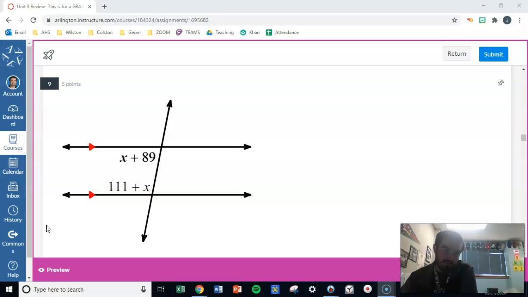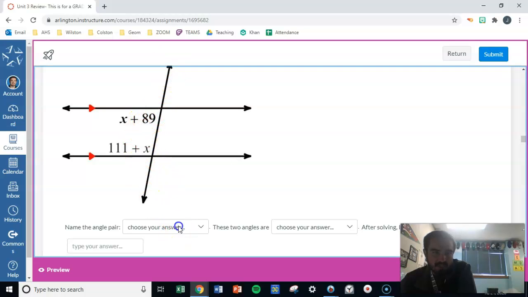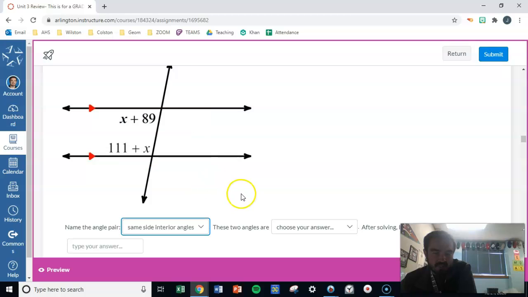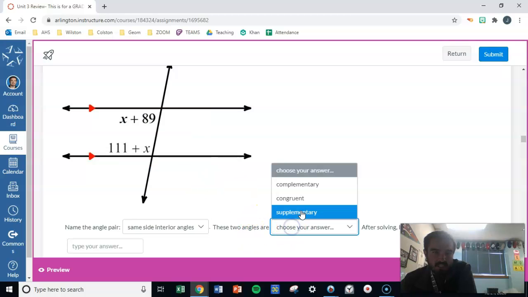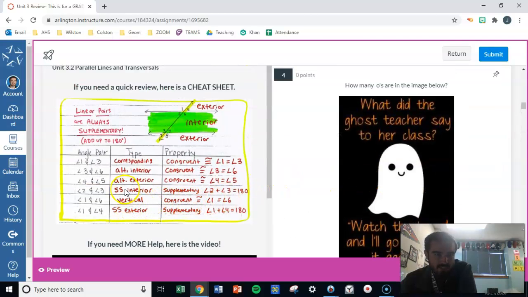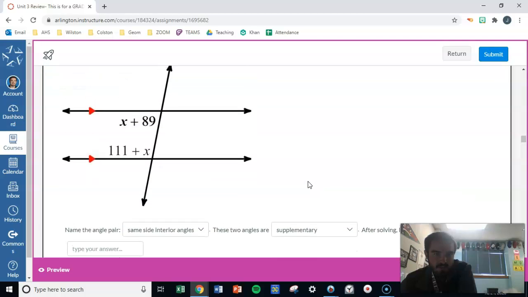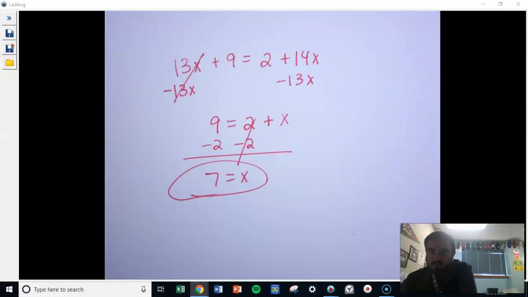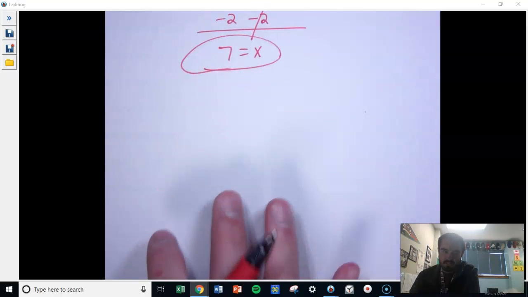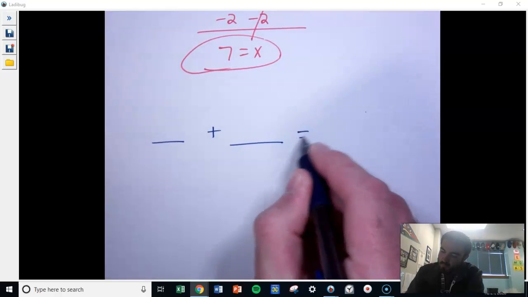So if you take a look at this number 9, these are same side interior angles. They're both in the interior and they're on the same side of the transversal. So this would be a same side interior angle scenario. These two angles are what we call supplementary. And if you don't know why I know that, go back up to your cheat sheet: same side interior angles are always supplementary, which means they add up to 180. So if you take a look here, let's add these up to 180. My two angles add up to 180.